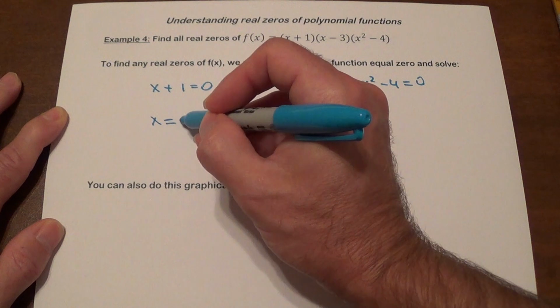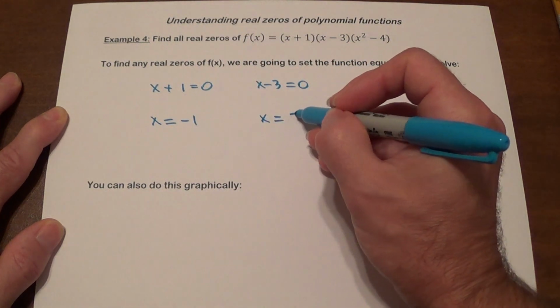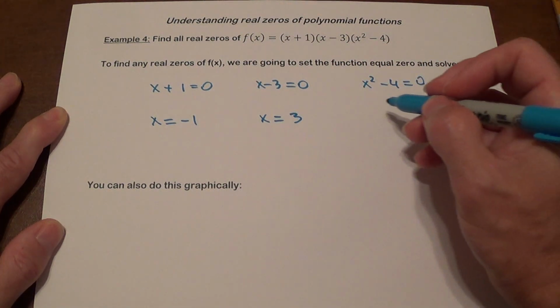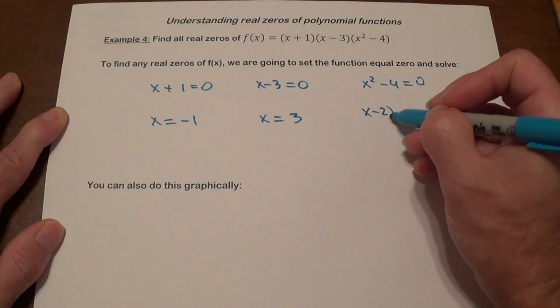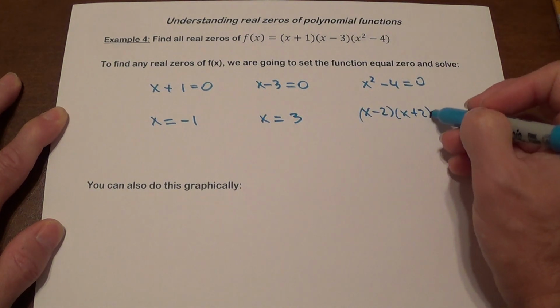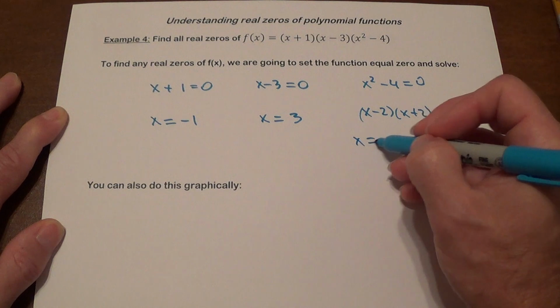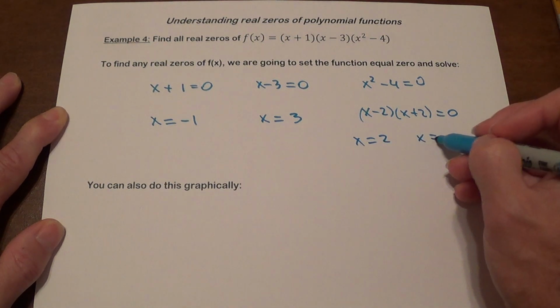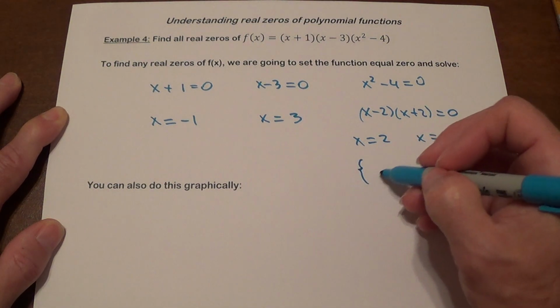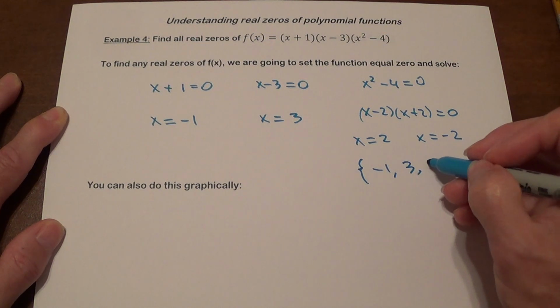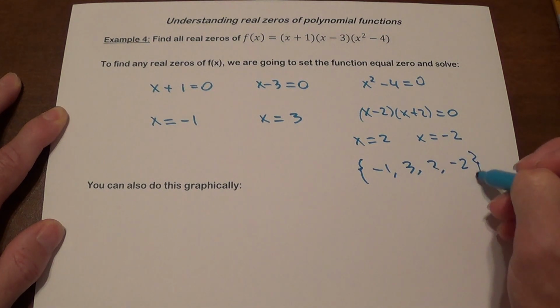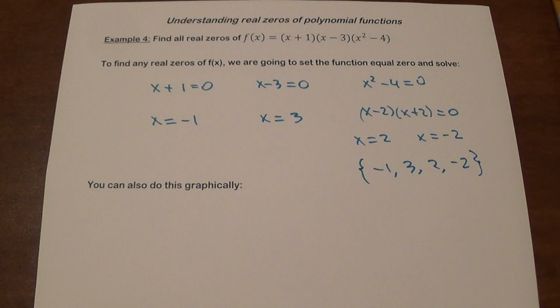These 2 are very easy. They're linear equations. This here you can solve by factoring if you want. It's x minus 2 times x plus 2 equals 0, which gives you x equals 2 and x equals negative 2. And we have 4 points here, negative 1, 3, 2, and negative 2, right?